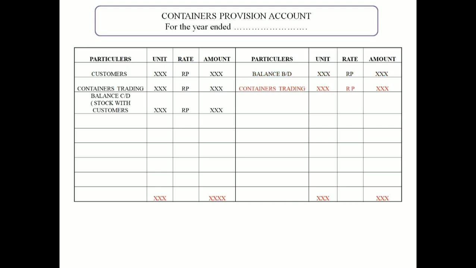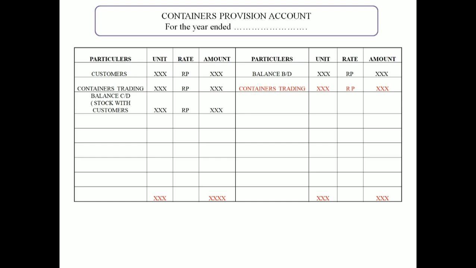And another one is the containers trading. Containers trading is the containers sent to customers, and it is also assessed on the basis of returnable price. Then you have to balance your account, and you have to assess the balance carried on, stock with customers. So this is the second account, the containers provision account.